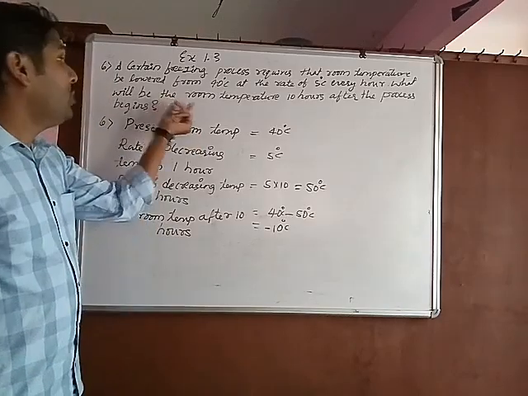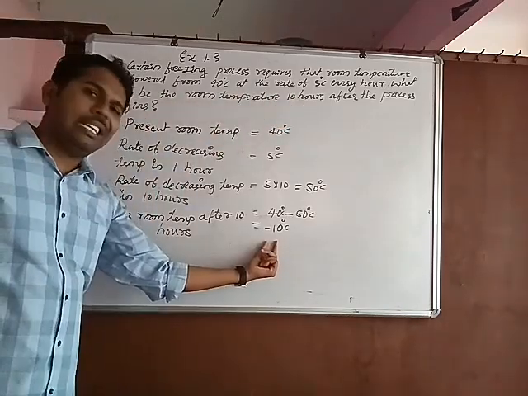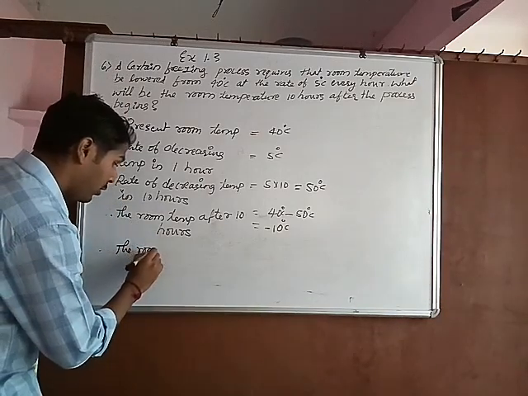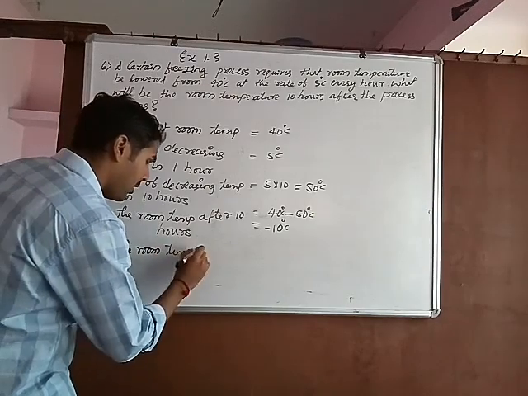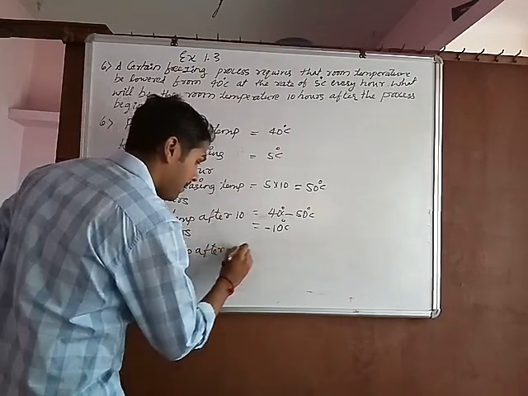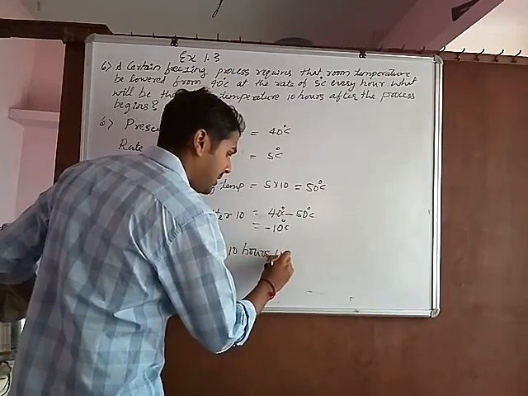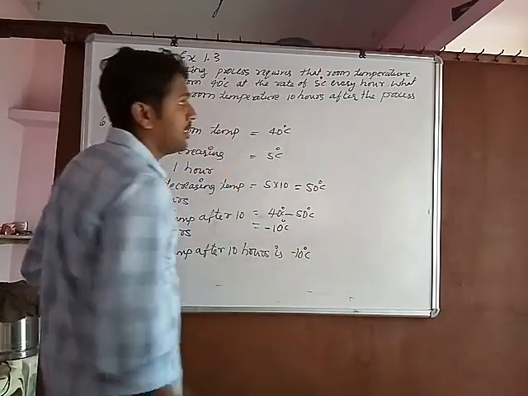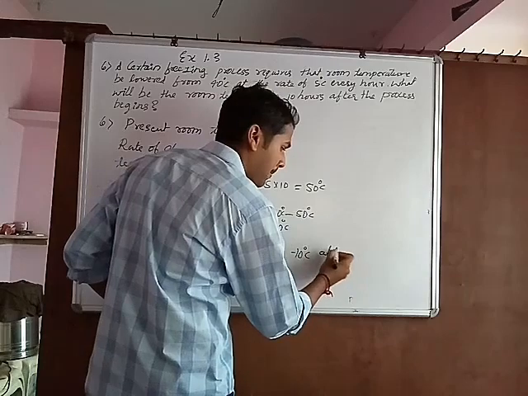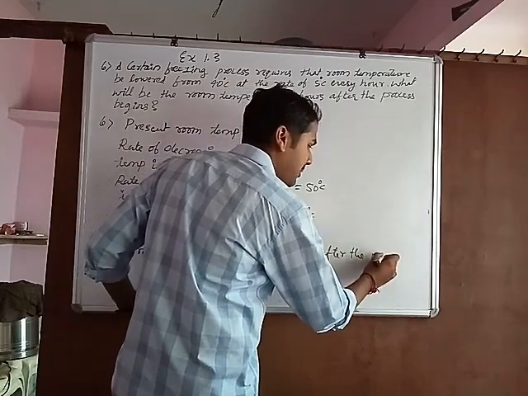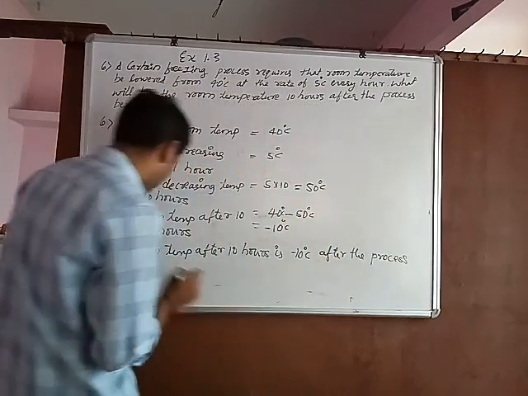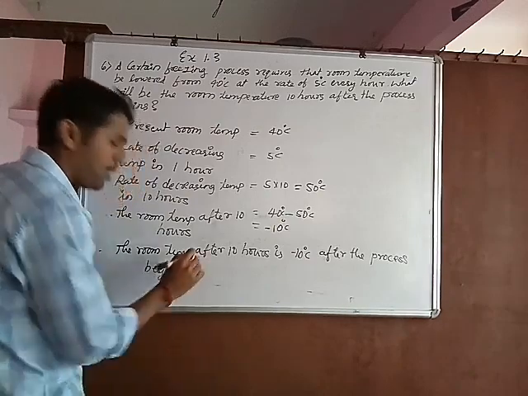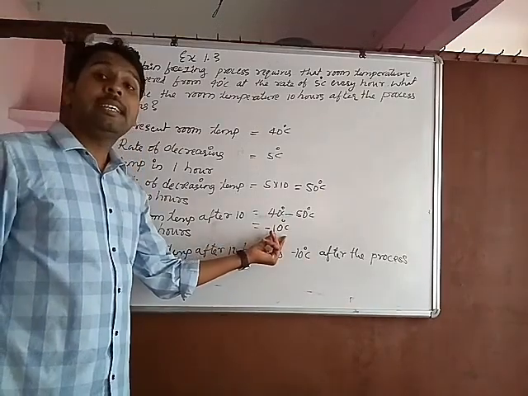What is the room temperature at 10 hours after the process begins? That is minus 10 degrees Celsius. Therefore the room temperature after 10 hours is minus 10 degrees Celsius after the process begins. What is the answer? Minus 10 degrees Celsius.